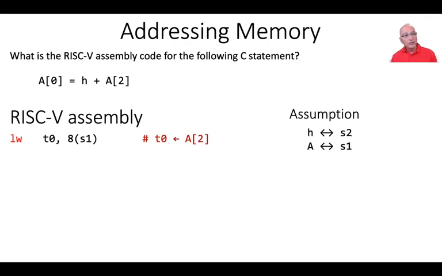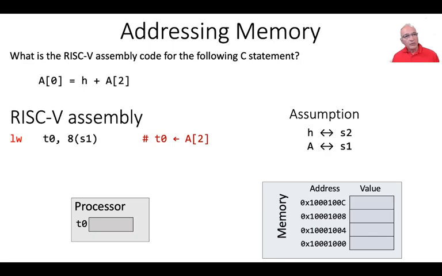So first I need to load the value that is in position 2 of the array A. And for that, we're going to use the load word instruction. The destination is the register T0, and the source is the memory location given by the expression 8(S1). 8(S1) means that I'm going to take the address that's in S1 and add 8 to it so that I can get to the element 2 of the array. So if you're wondering why I'm using 8 when I want the element 2, it's because each element has 4 bytes. So every time that I want to advance by one element, I have to add 4 to the address.